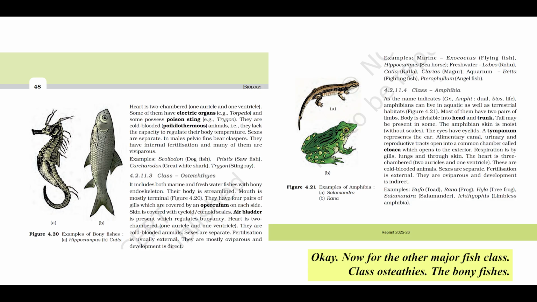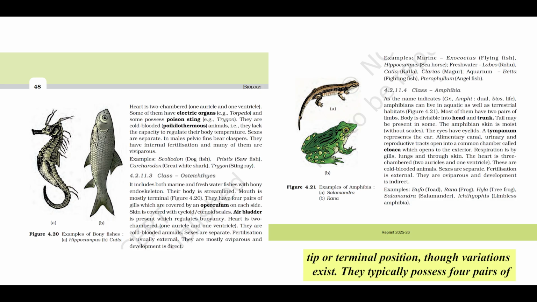Class Osteichthyes, the bony fishes. Yes, class Osteichthyes. This is the largest class of vertebrates, encompassing the vast majority of fish species we know. It includes both marine and freshwater fishes. Their defining feature is having an endoskeleton made primarily of bone, unlike the cartilage of chondrichthyes. Their bodies are typically streamlined, though shapes vary greatly. Their mouth is usually located at the anterior tip or terminal position, though variations exist.